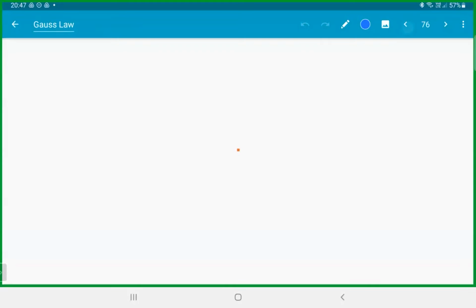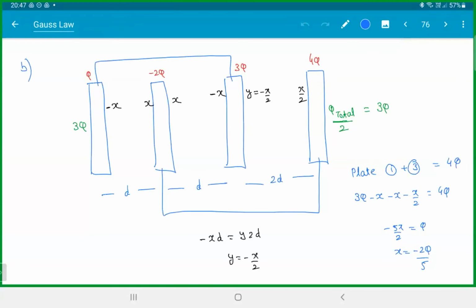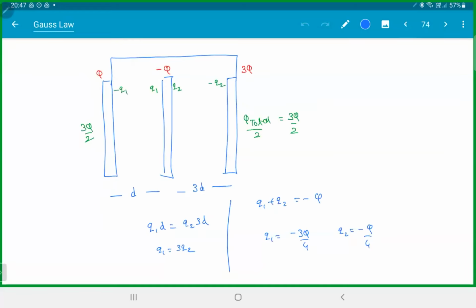So what was the last thing we did? We are doing Gauss law, plates. Chalo, everyone come on. Let's do one or two problems before going ahead. Hope everyone revised it.